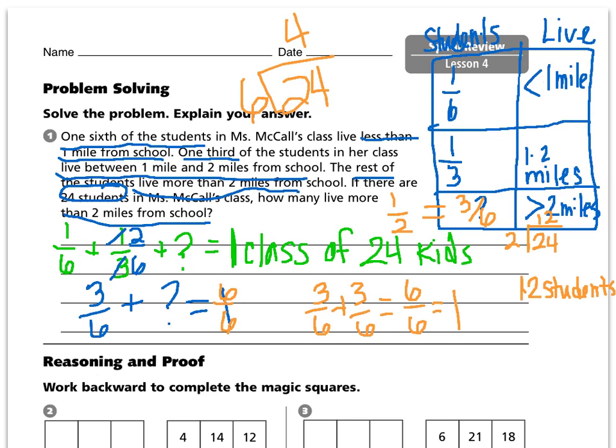So for 1/6, I know that it would be 4 students. I can do the same thing where I divide 24 by 3, the denominator of 1/3, and I know that that would be 8 students.